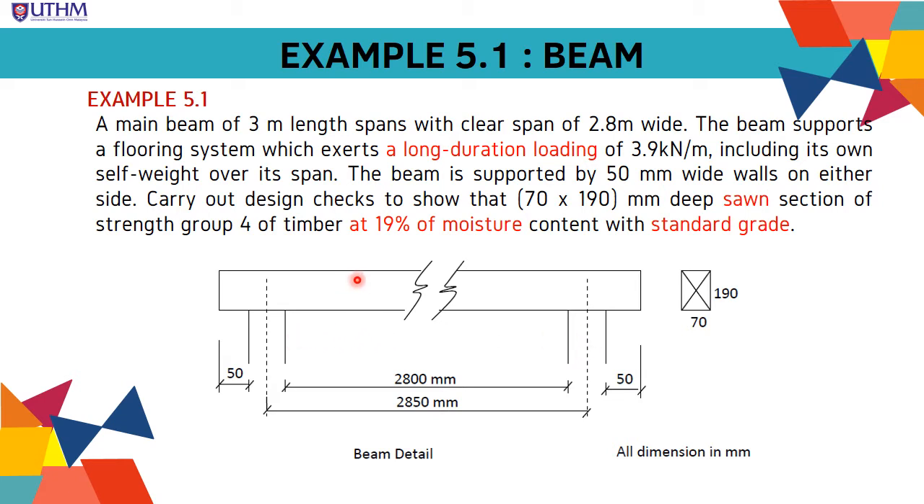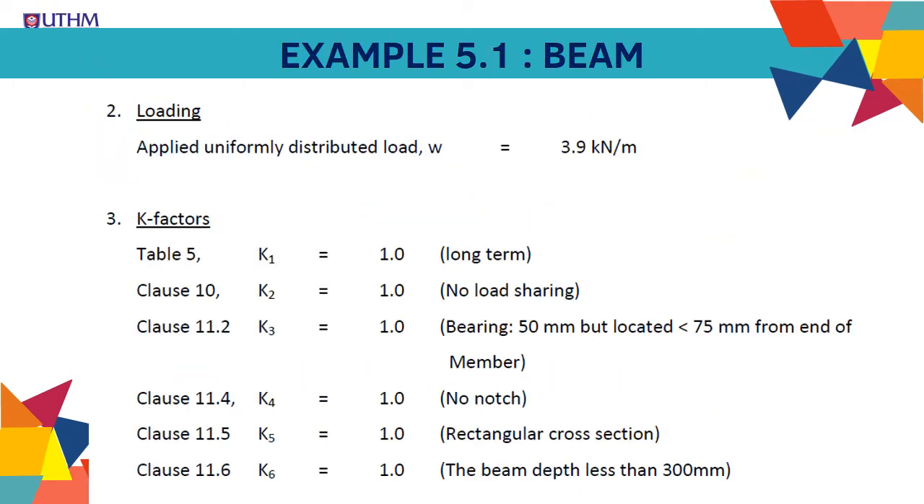Carry out the design checks to show that 70 times 190 mm deep sawn section of strength group 4 timber at 90% of moisture content with standard grade. Loading applied on the beam is 3.9 kN per meter.